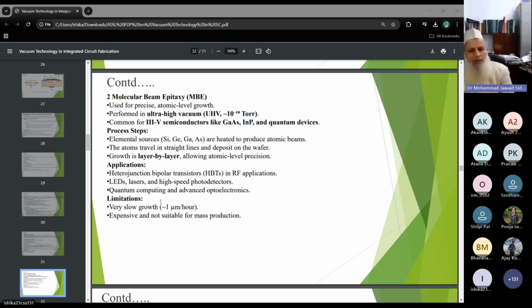As I told you, molecular beam epitaxy (MBE) is used for precise atomic-level growth, performed in ultra-high vacuum, around 10 to the power minus 10 torr. It is common for III-V semiconductors like gallium arsenide, indium phosphide, and quantum devices.